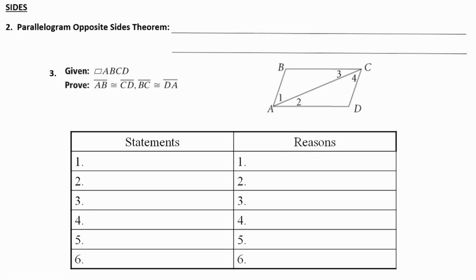Next, we can look at some of the properties of parallelograms that are interesting. The first one here is titled the parallelogram opposite sides theorem, which states that if we have a quadrilateral that is in fact a parallelogram, then opposite sides will be congruent. So let's walk through why this would be the case. And we're going to go through this proof here in number 3.